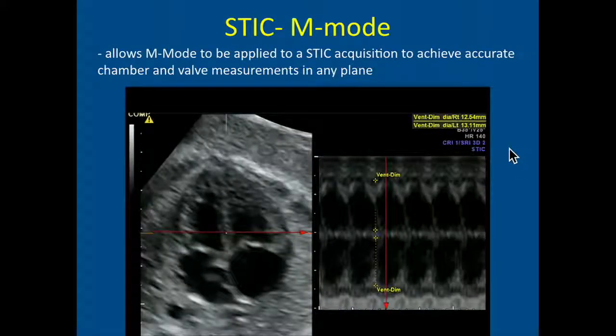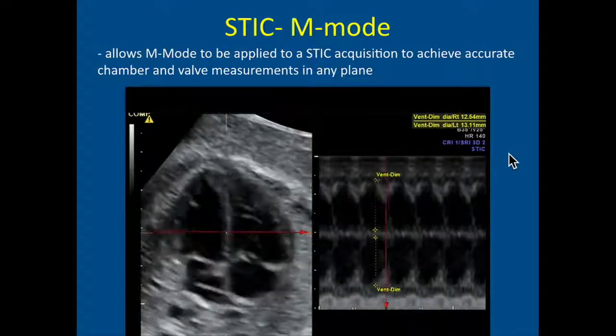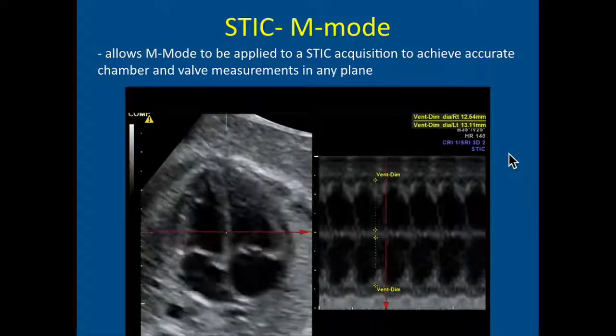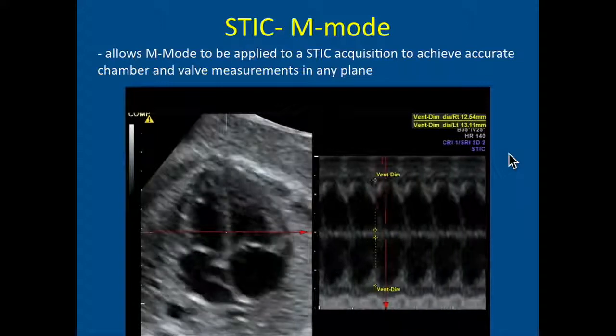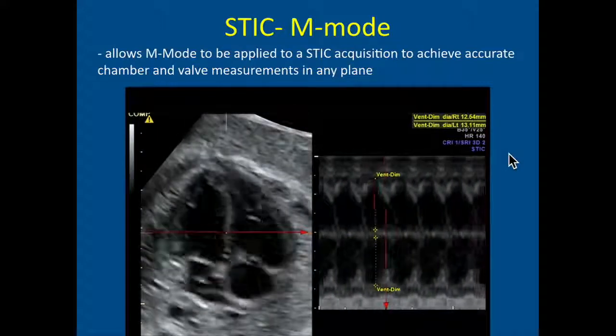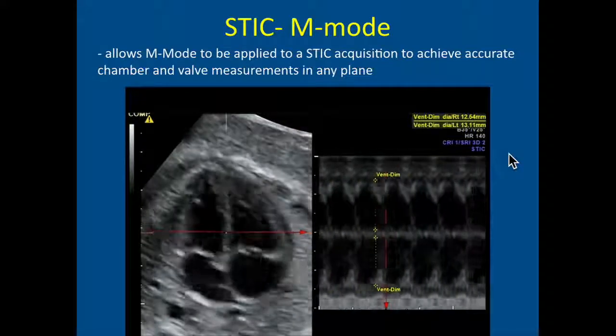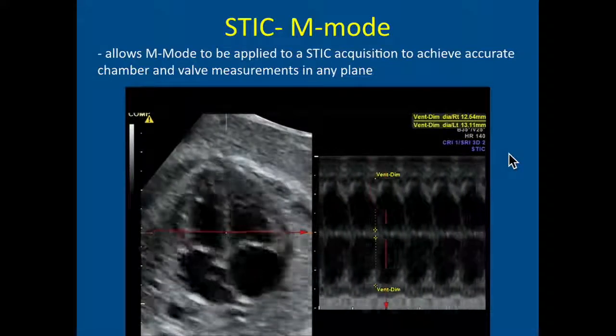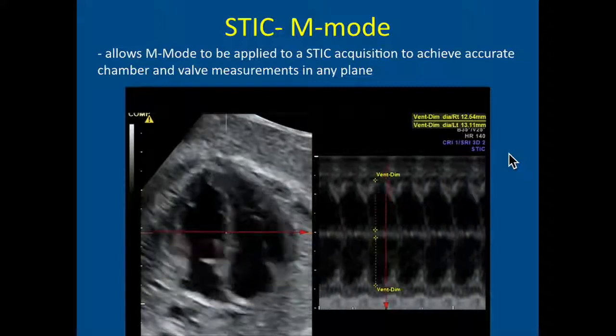And finally, just quickly in the couple minutes I have left, we're going to look at stick M-mode imaging. And this really allows you to, at some point later, either a minute later, a month later, or a year later, allow an M-mode line to be superimposed to a stick acquisition to achieve accurate chamber and valve measurements.